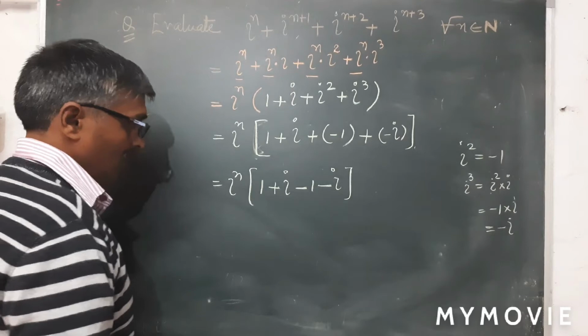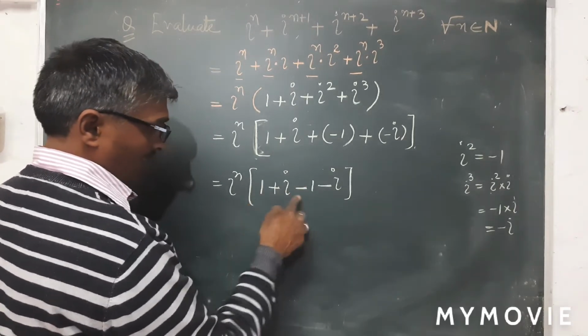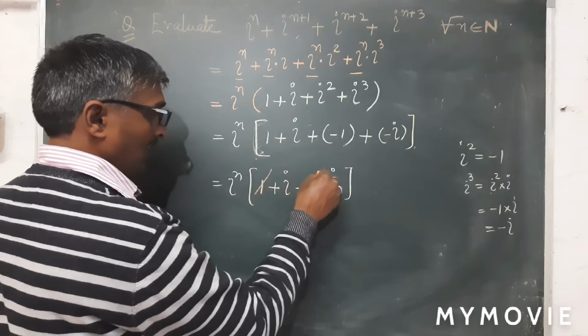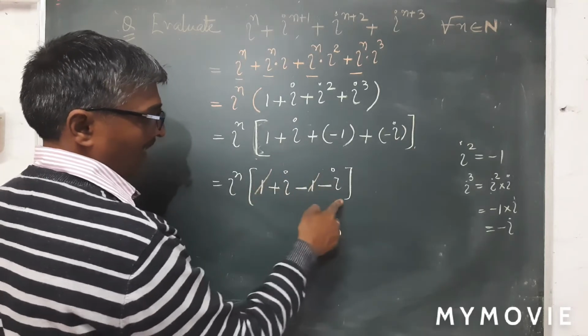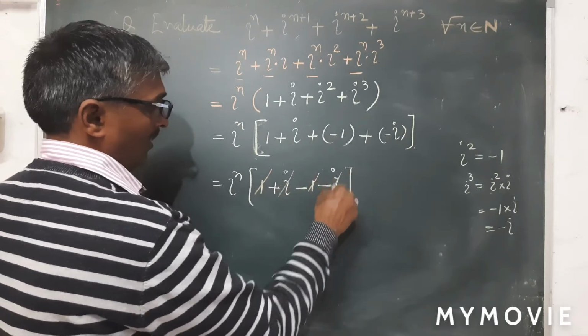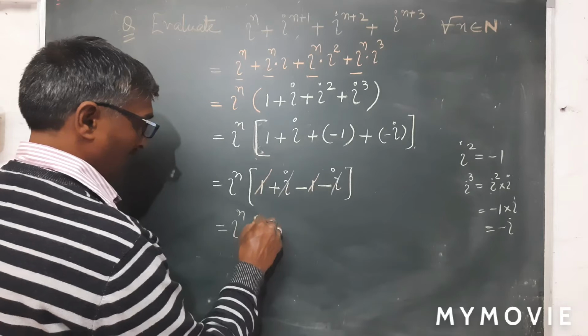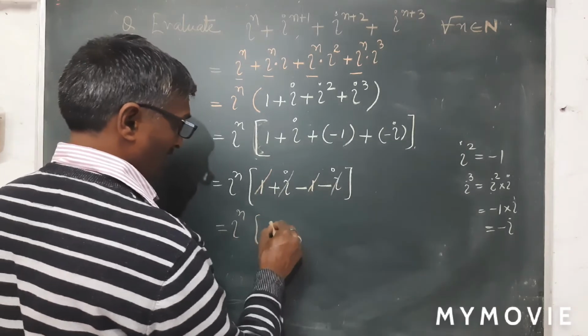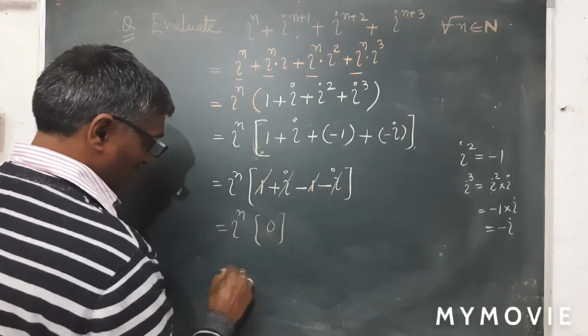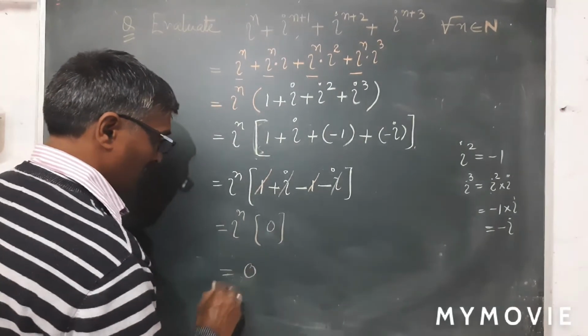Now, 1 plus, this is minus, so they cancel each other, and here iota plus and iota minus also cancel each other. So what is left inside? Iota to power n into 0. When we multiply any number by 0, it becomes 0. So this is equal to 0.